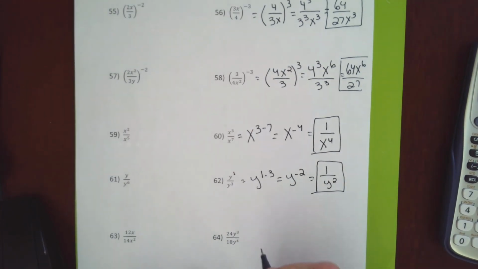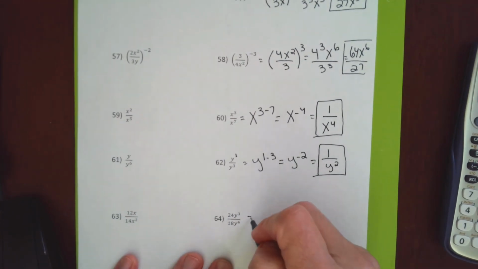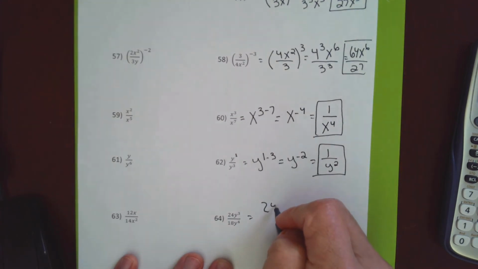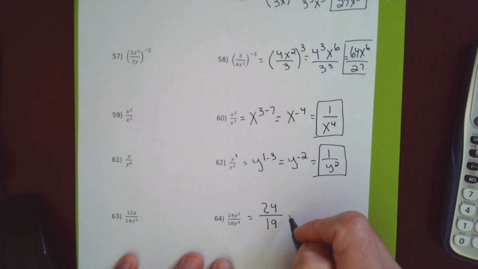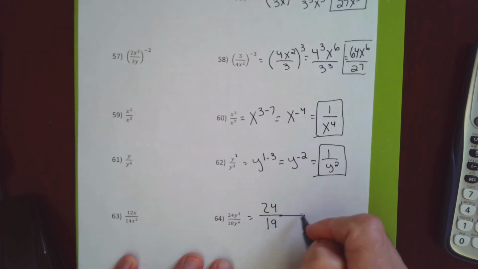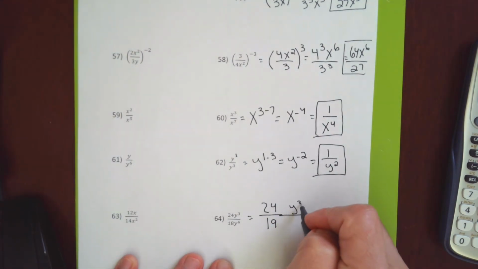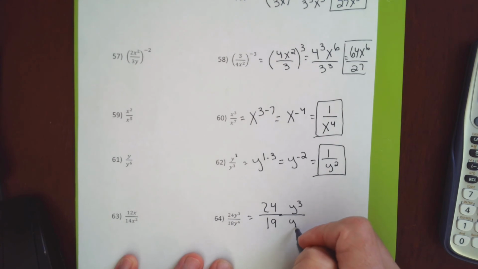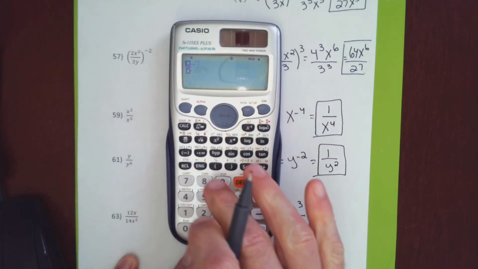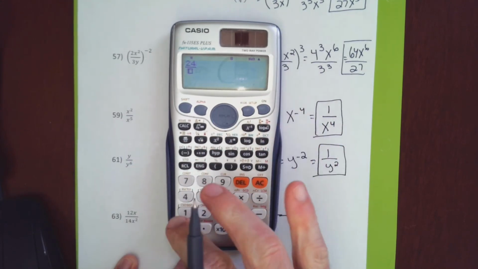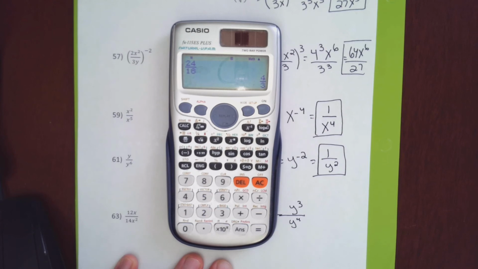I'm going to treat 64 as two separate problems. I'm going to reduce the fraction 24 over 18, and I'm going to reduce the fraction y cubed over y to the 4th. 24 over 18. My calculator reduces, so I'm cruddy at reducing. So the fraction 24 over 18 equals 4/3.